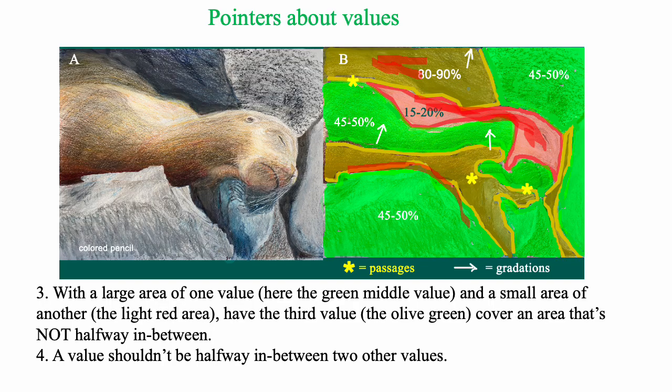And also, the value of the middle value shouldn't be halfway between the other two values. So the lightest value here is about 18% black. This dark area is about 85% black. And the middle value averages about 47% black. So it's closer to the light area, making it a light middle gray.